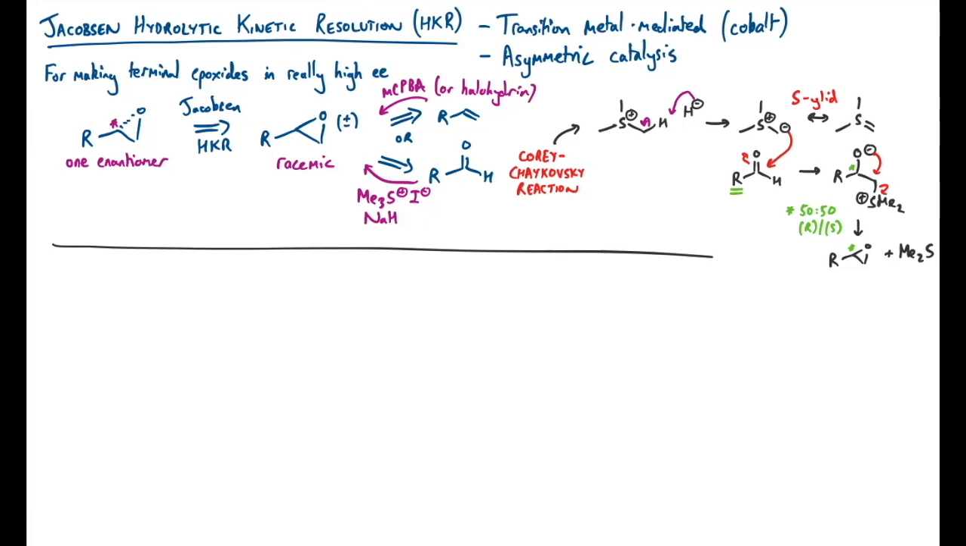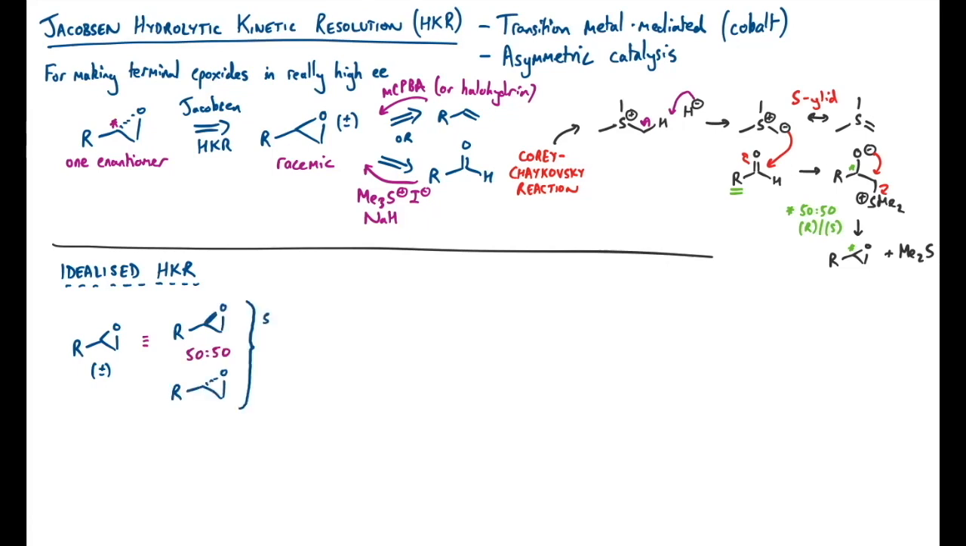I want to explain how a hydrolytic kinetic resolution works in a general case, and then we'll see how it works in a specific case with the cobalt catalyst that Jacobsen and his lab developed. Okay then, so when we've got our racemic epoxide like this, we know that's equivalent to a 50-50 mixture for two enantiomers, so that's just these two structures. And the idea is that we treat the mixture with a single enantiomer of a chiral Lewis acid. Now I'm just going to abbreviate that to LA with a little star.